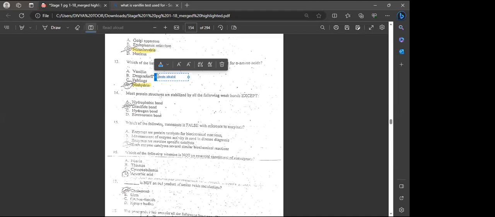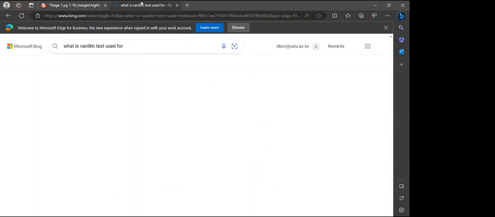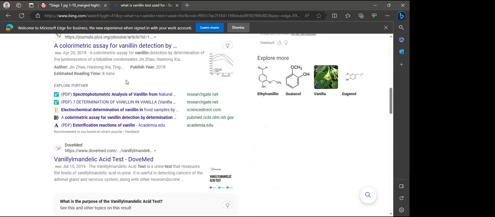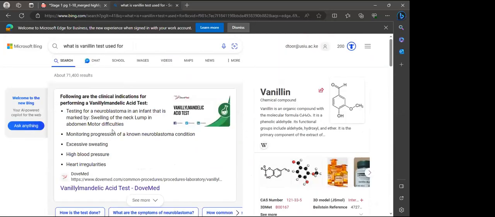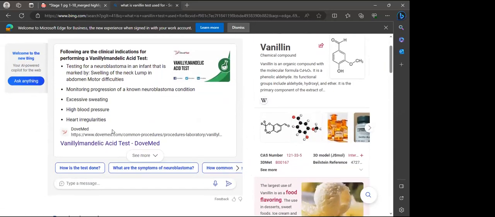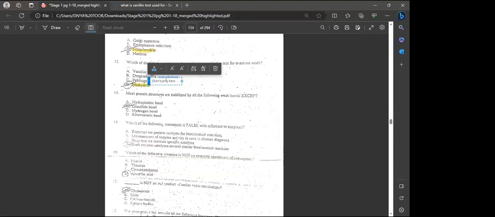Okay, so the other one is Fehling's. I remember our Fehling's. It's the one for reducing sugars and non-reducing sugars, the way they turn yellow. I think for vanillin, according to what I've seen on Google, it is an aldehyde test. Oh, aldehyde test. Yeah. Okay.